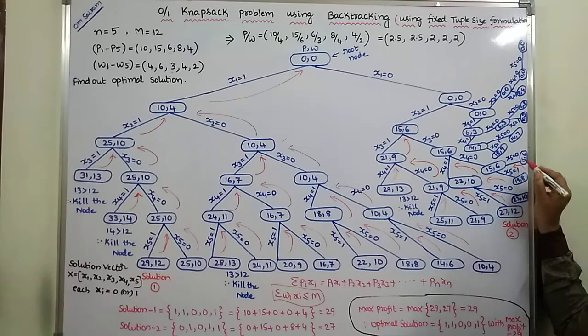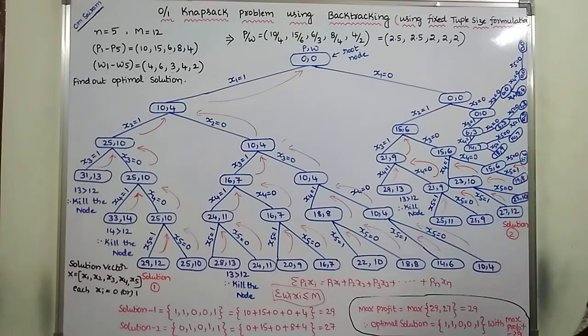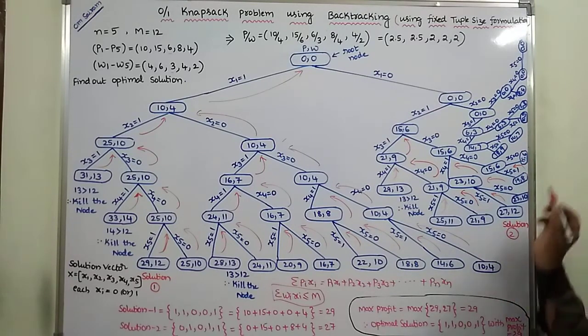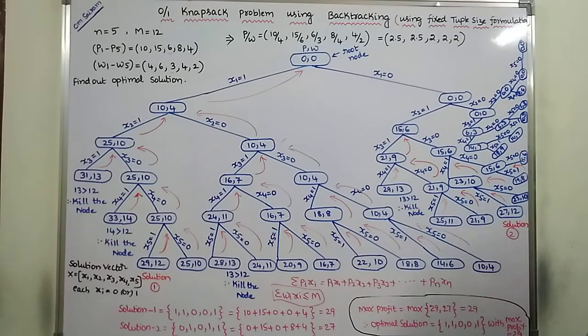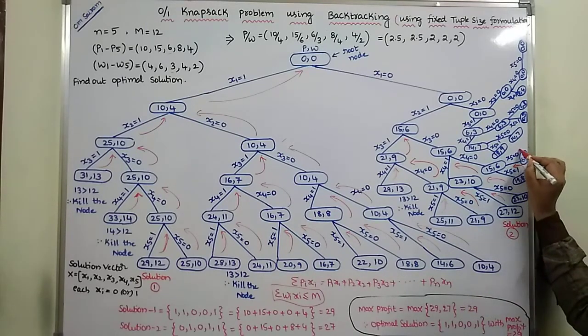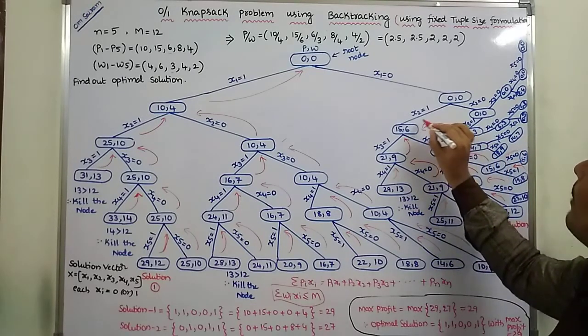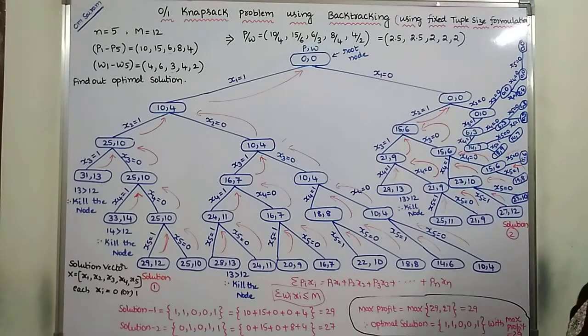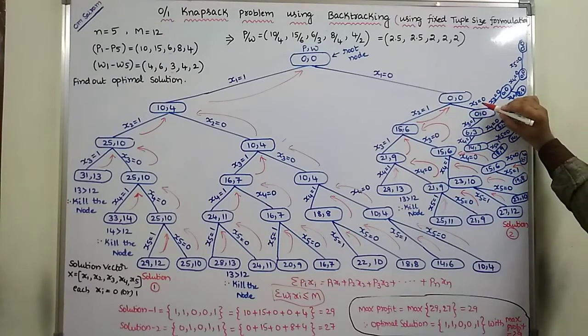we have to backtrack. Another choice is x suffix 5 is equal to 0, and we get the same p comma w value, 15 comma 6. Okay, so 6 is less than or equal to 12, condition true, but we do not extend that node because all 5 objects are completed. So again we have to backtrack, again and again. So here the left hand side is x suffix 2 is equal to 1 and the right hand side is x suffix 2 is equal to 0.